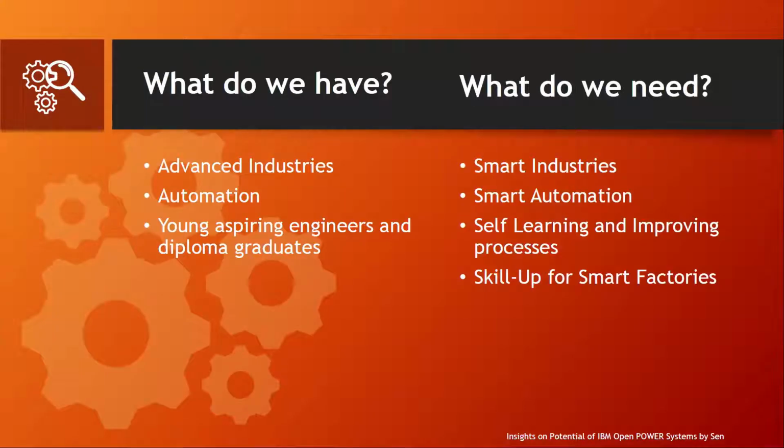So what do we have now? We have industries which are quite advanced with automation, and we have engineers and diploma graduates who are skilled enough to take care of these industries. But what we do need is a bit of a ramp up, and they are called smart industries in the arena of Industry 4.0, which would have smart automation, and we would try to incorporate machine learning and artificial intelligence in lieu of self-learning and improving processes. And then we have scale up for factories. That's really a need of this hour.